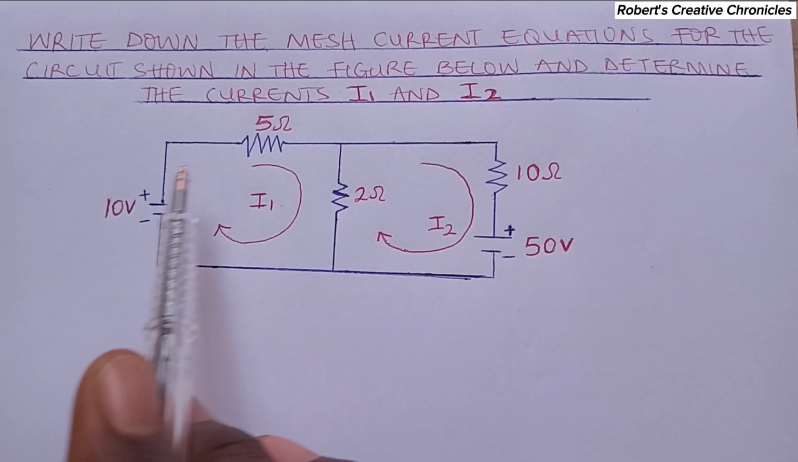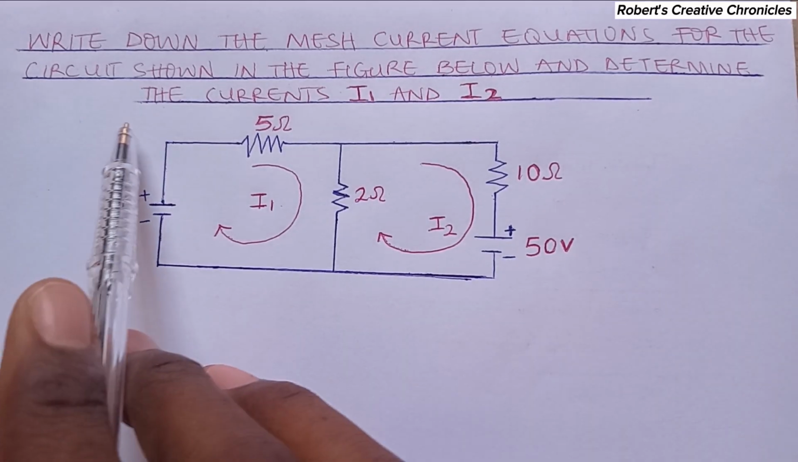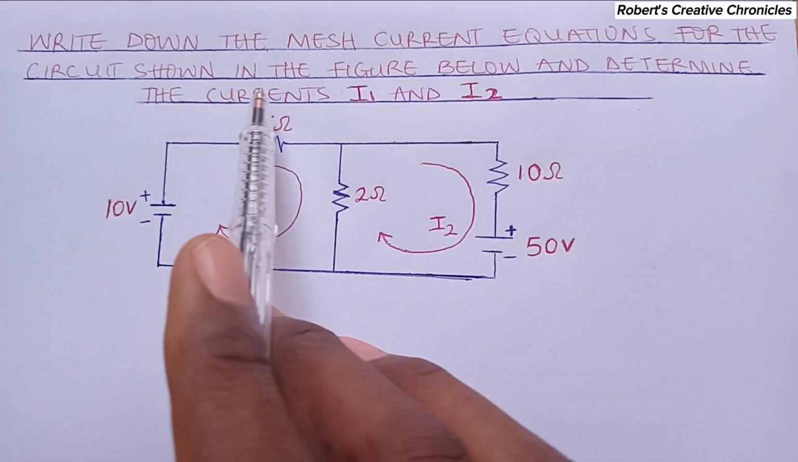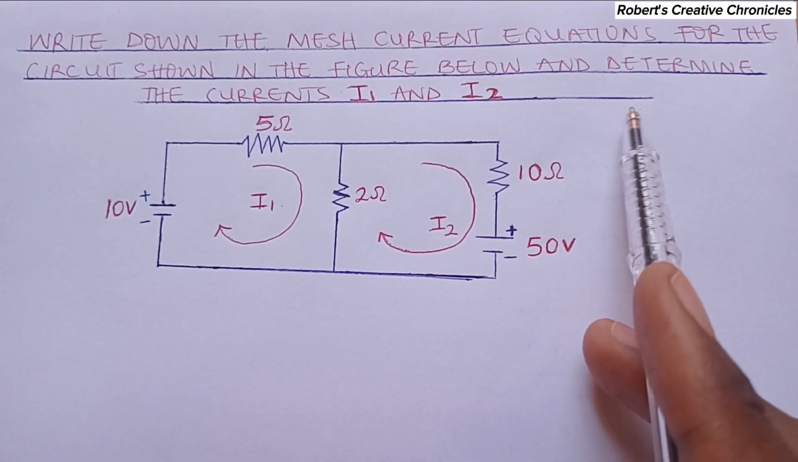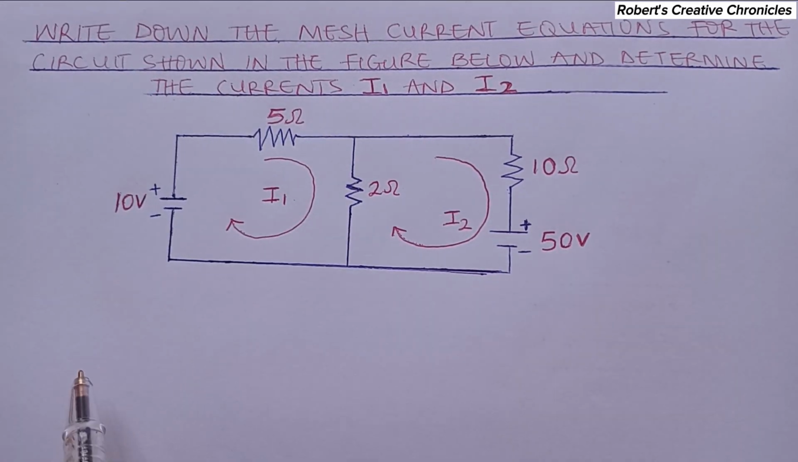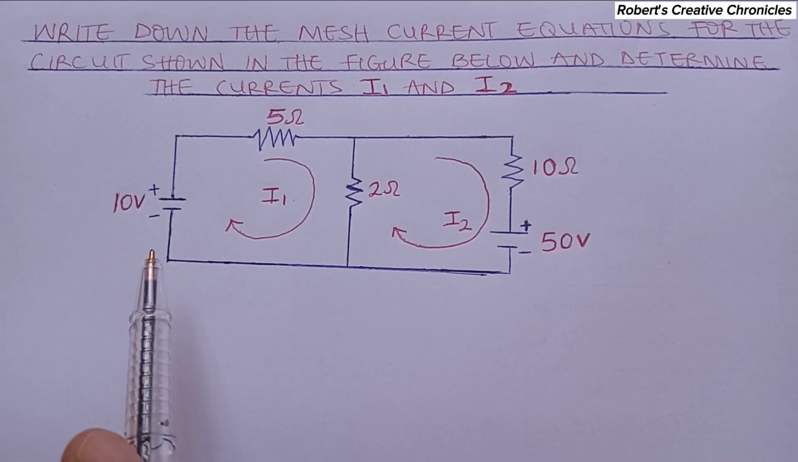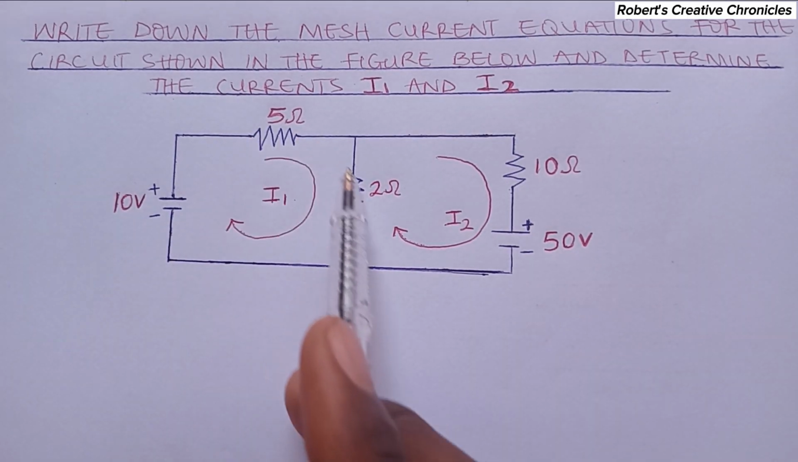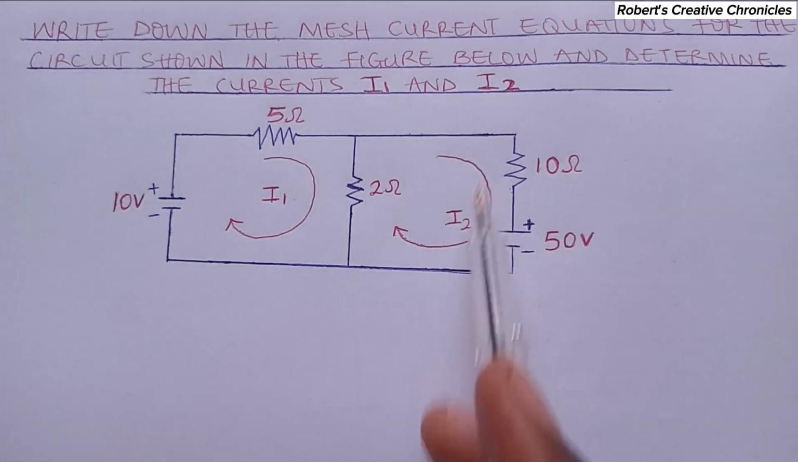So today we are going to solve this question, which states: write down the mesh current equations for the circuit shown in the figure below and determine the currents I1 and I2. So first we have to identify the meshes. These are the meshes, this one and this one. These are the two meshes.